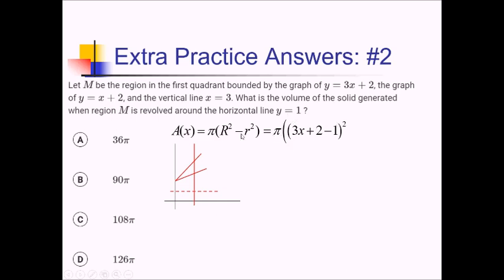Now we're going to subtract little r squared. So little r is going to be this inner part of the bounded region minus that horizontal line of 1, the distance here. So this is going to be x plus 2 minus 1, and we're squaring that and subtracting.